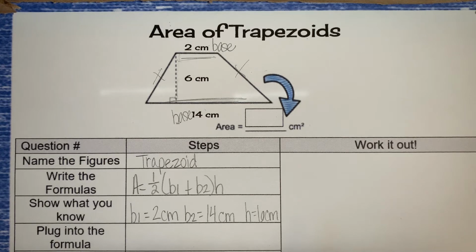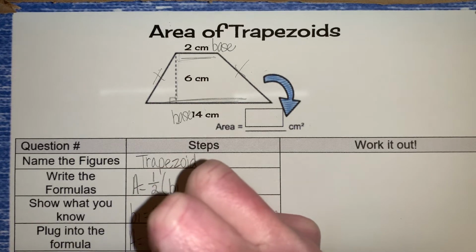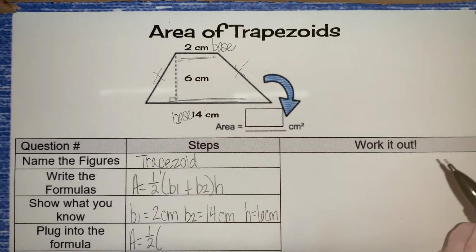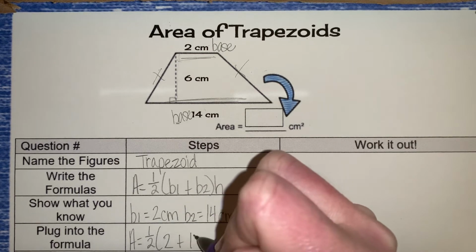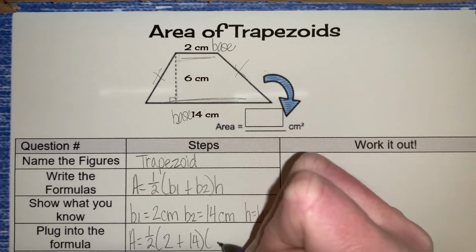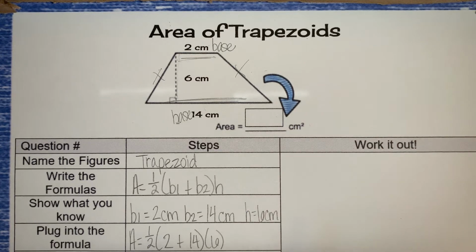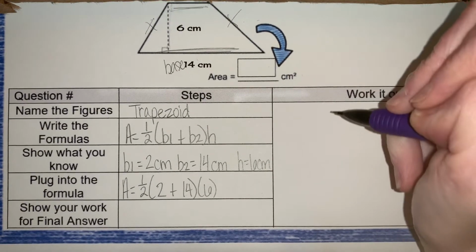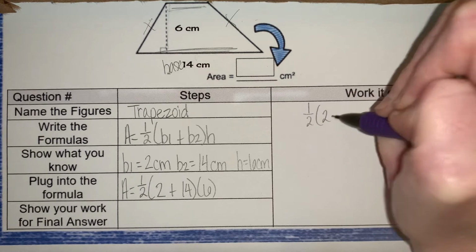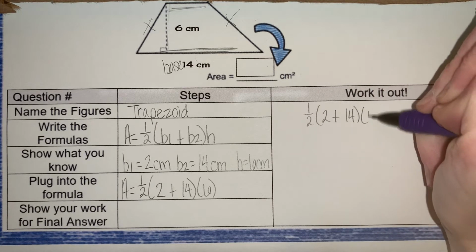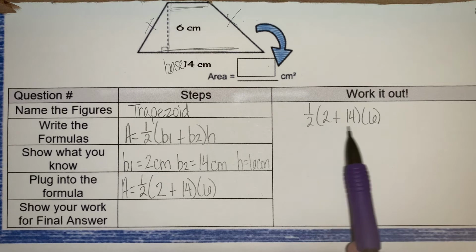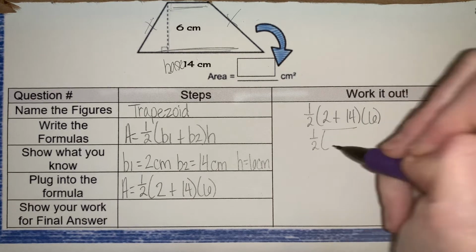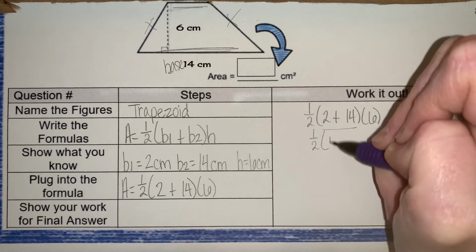Okay, we're going to take those numbers and plug them into the formula. A equals 1/2 times B1, which is 2, plus B2, which is 14, times the height, which is 6. Now let's go over and work it out. 1/2 times 2 plus 14 times 6. We have to follow the order of operations. So we're going to go inside the parentheses and add the bases first. 1/2 times 2 plus 14 is 16 times 6.